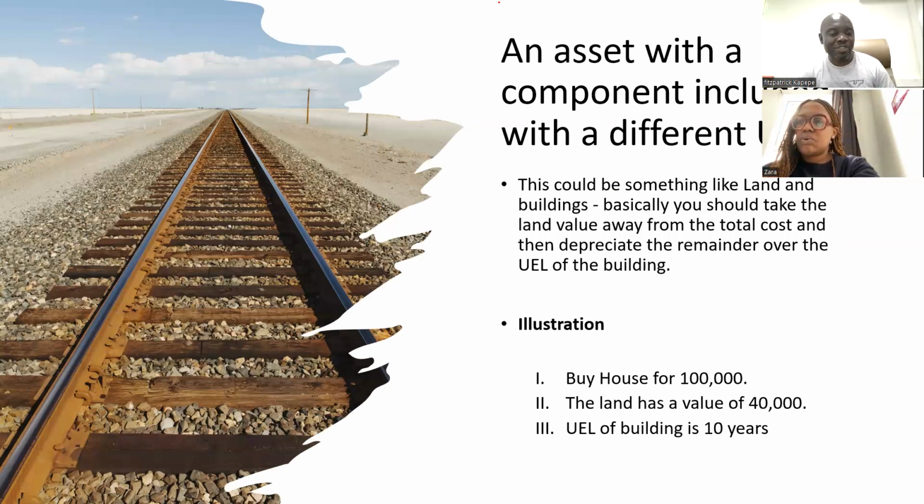If, say, land and building is 50,000 pounds and your land is 10,000, you remove the land of 10,000, and the remaining 40,000 becomes the depreciable amount. Because land you never ever depreciate.